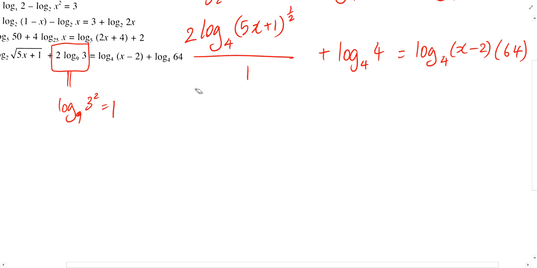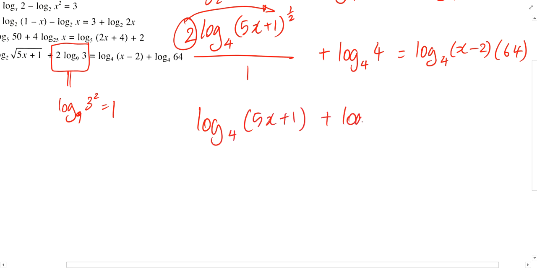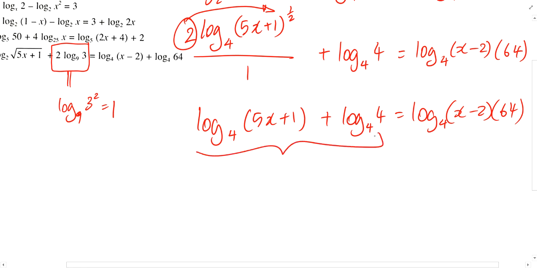Okay, so the next step, you see the 2 over here, we can bring it up to the power. So it becomes log base 4 5x plus 1 plus log base 4 4, log base 4 x minus 2 64. So this one we can combine again. Then we compare. And then you check whether all answers for x are acceptable.